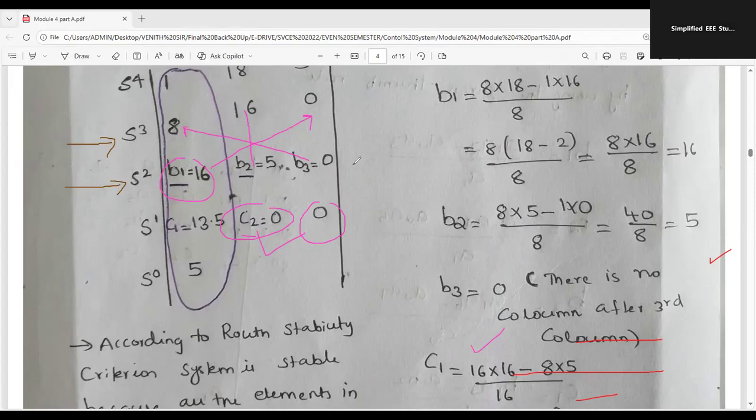because there is no one more new element, new column which is available in the Routh array. So we assume it as 0 only. Next, what am I supposed to calculate? I wanted to calculate s to the power 0. What is the coefficient corresponding to s to the power 0?